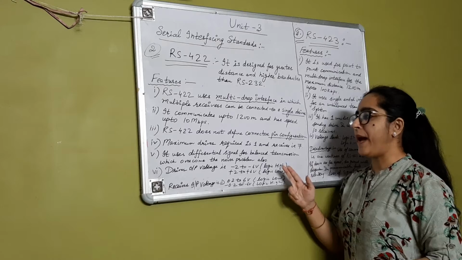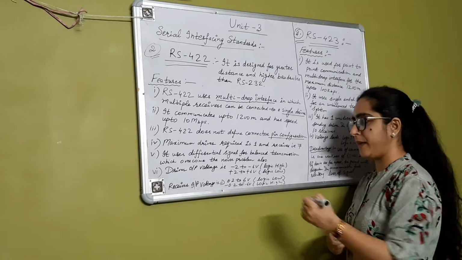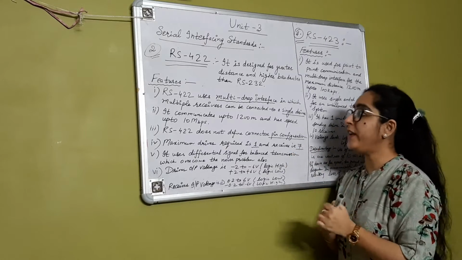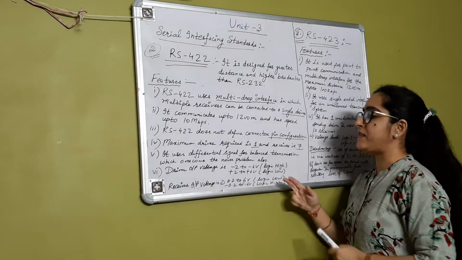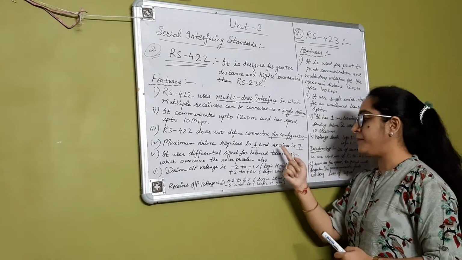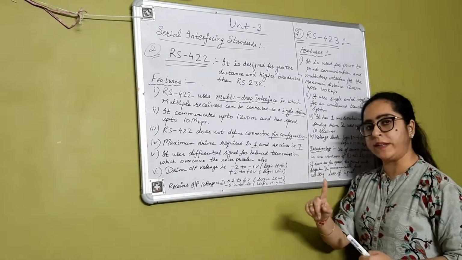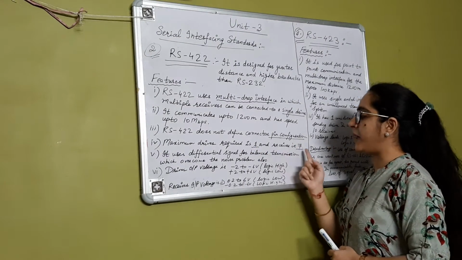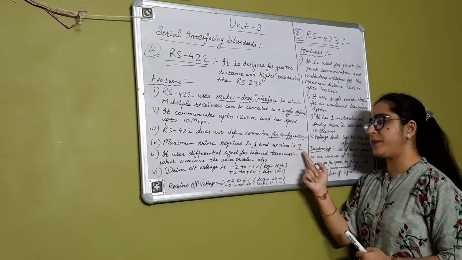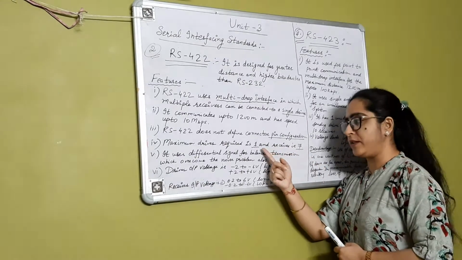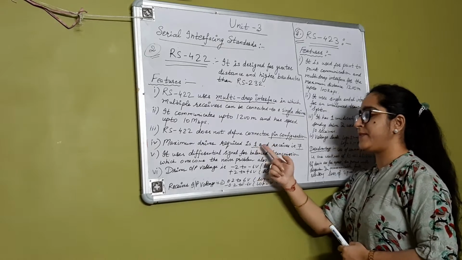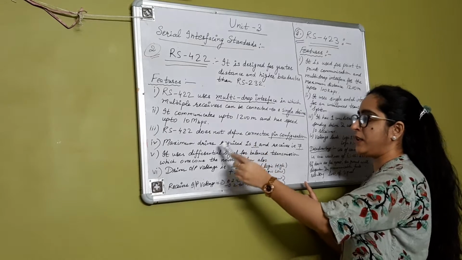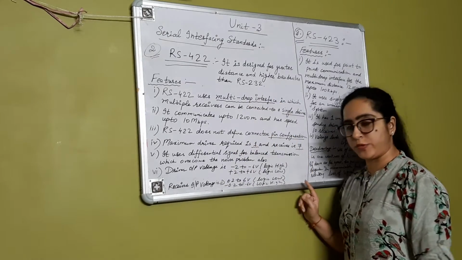Next, the maximum number of drivers required is 1 and receivers is 7, whereas in RS-232, the maximum driver was 1 and the maximum receiver was 1. That's why it was single drop. Here it is multi-drop because 7 receivers maximum can be connected to a single driver. This is again the advantage of using RS-422.